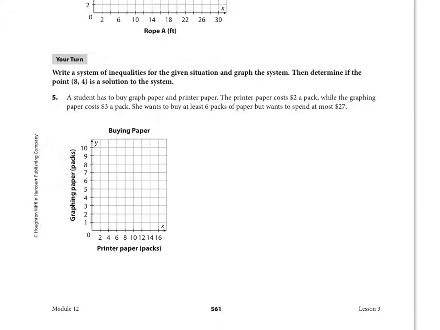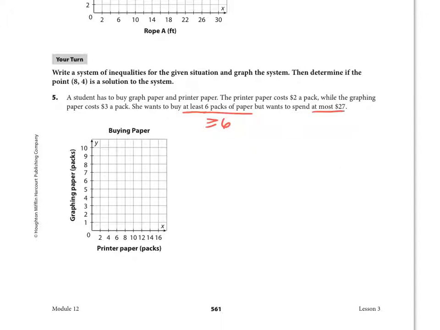So if the student is going to buy 6 total packs, then we know, oh, I'm sorry, I forgot these 2 words right here. At least 6 packs of paper means that it's okay if the student buys exactly 6, but at least means 6 or more, right? At least 6, so the student could buy 7. So that means we want to have greater than or equal to 6.